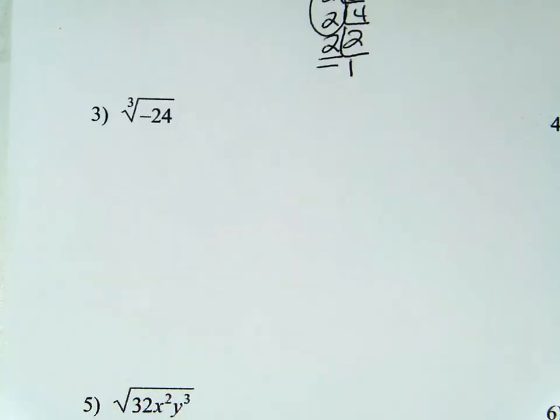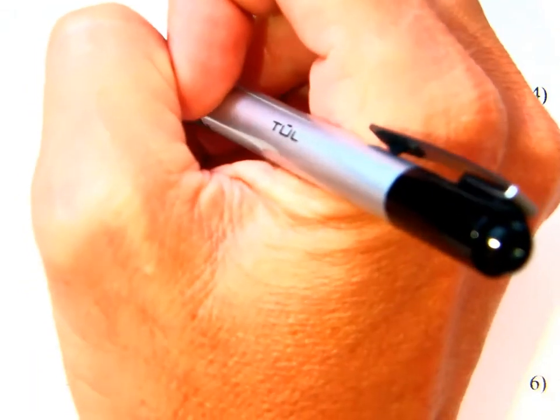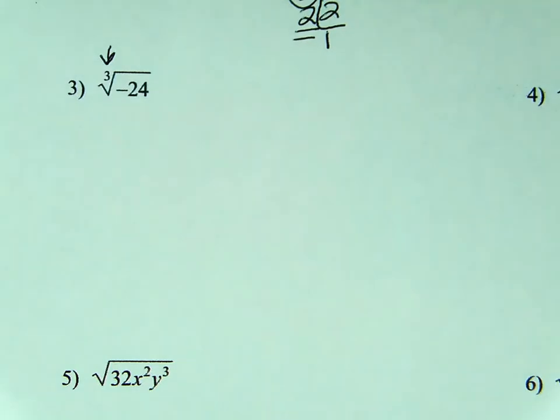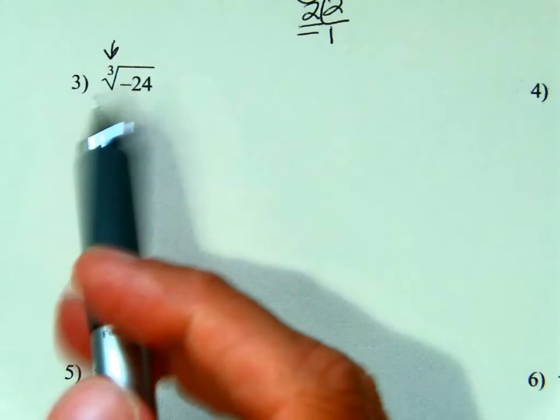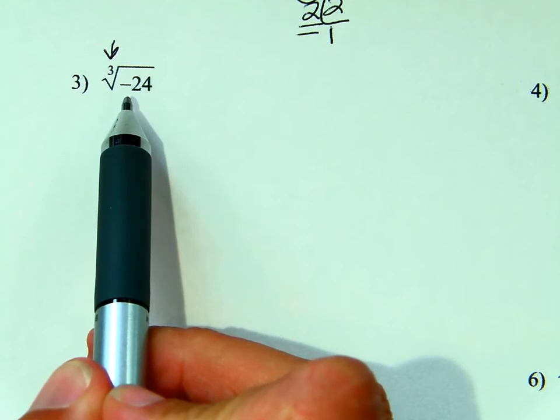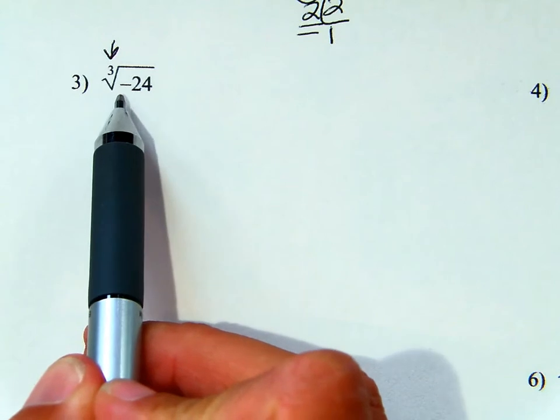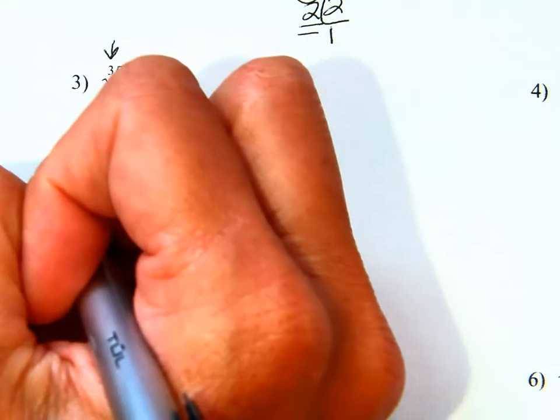Cube roots, the method for that is very similar. The only difference is instead of circling groups of 2, you're going to circle groups of 3. And we know that because a cube root means that a number has been multiplied times itself 3 times. If you have a positive number underneath a cube root, you will have a positive answer. But in this case, we're taking the cube root of a negative number, so I'm going to have a negative answer.